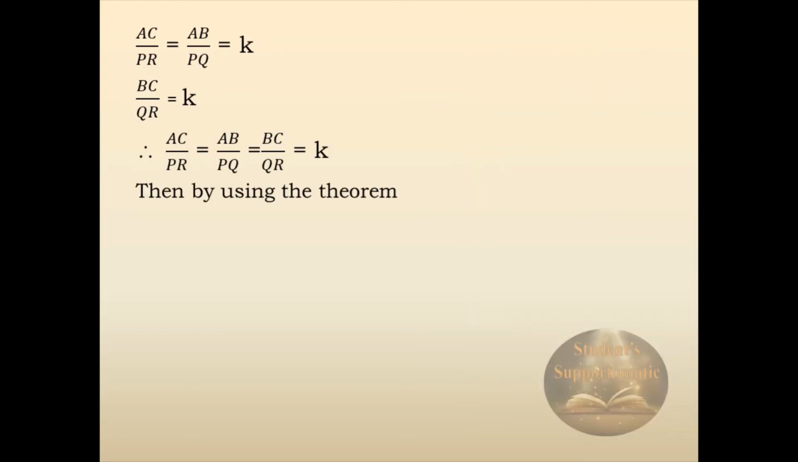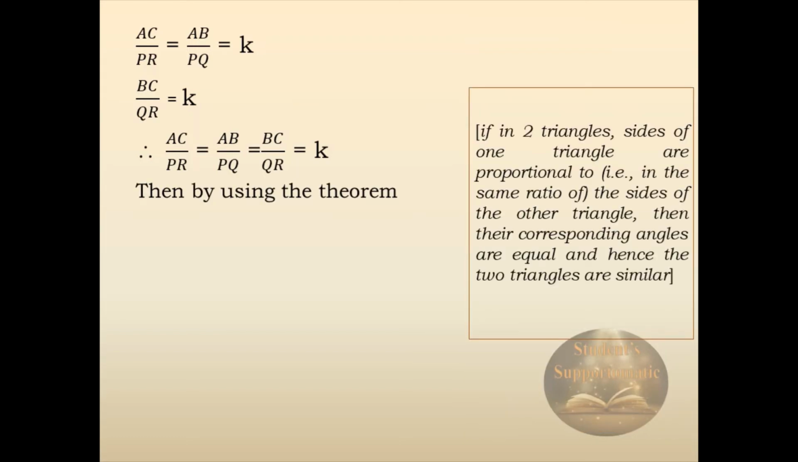So by the theorem, that is, if in two triangles, sides of one triangle are proportional to the sides of the other triangle, then their corresponding angles are equal, and hence the two triangles are similar. It means the ratios of sides of one triangle to the other triangle, if they are equal, those two triangles are similar, and even the angles of those two triangles are equal.